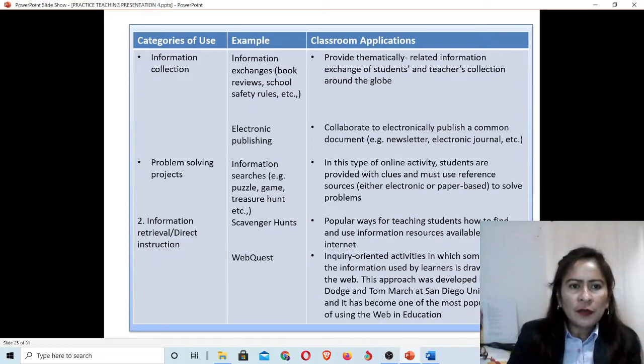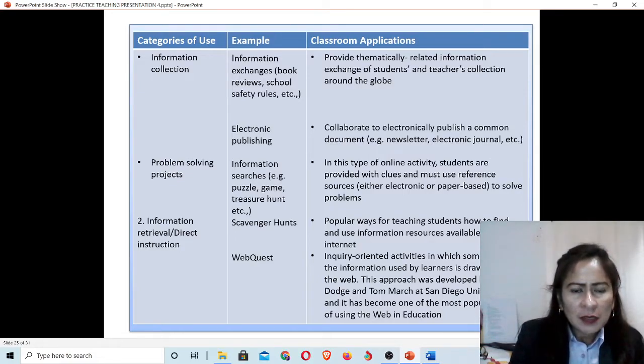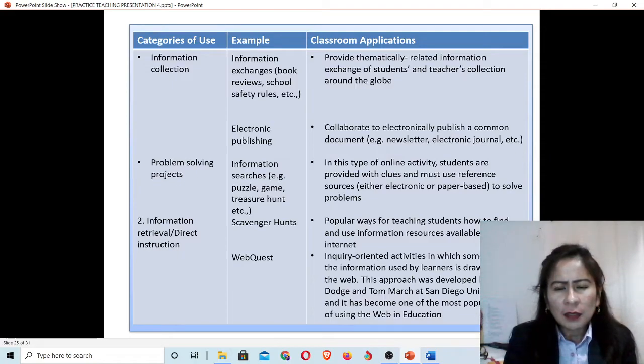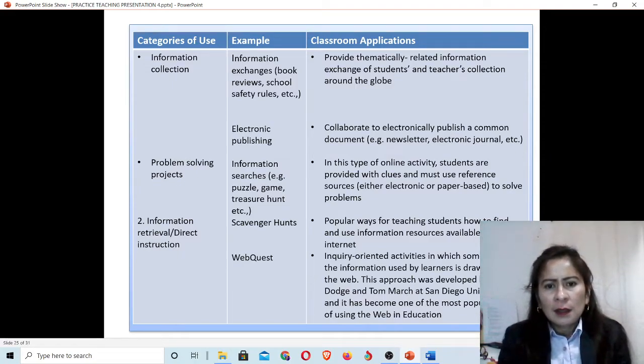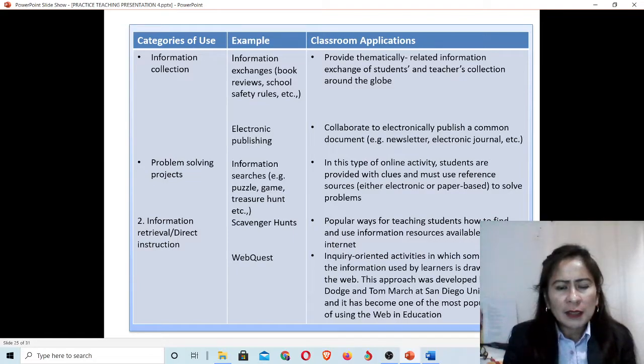We also have information collection and information exchange: book reviews, calls, and safety roles, and providing mathematics-related information exchange between students and teachers around the globe. We have electronic publishing, where people collaborate electronically to publish common documents. And we also have problem-solving projects, for example information research, puzzle games, and treasure hunts.